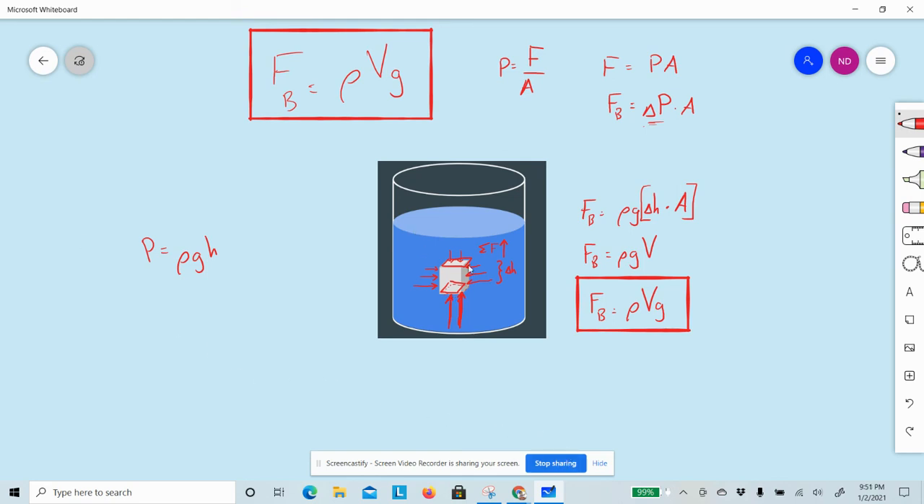And it results from a difference in pressure. The pressure on the top of a cube pushing down is less than the pressure from the bottom of the cube pushing up, and all the pressures on the side cancel out.